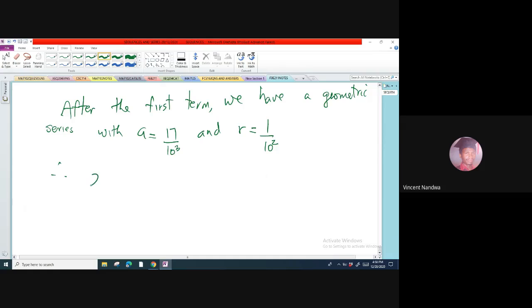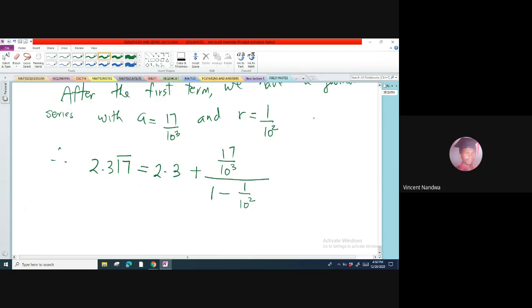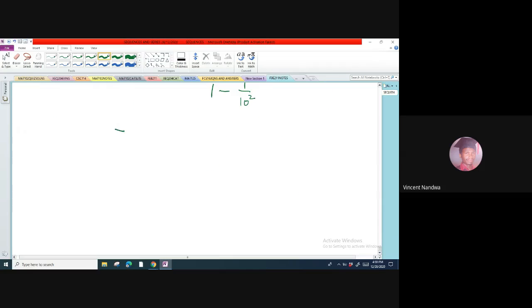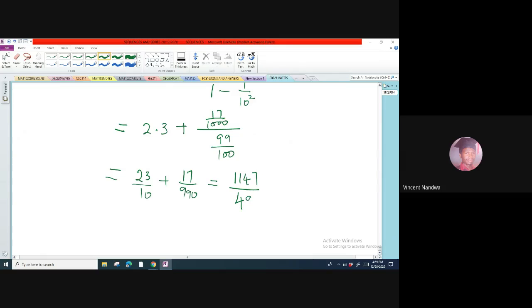So therefore, 2.317 recurring is the same as 2.3 plus 17 over 10 to the power 3 divided by 1 minus 1 over 10 squared. Remember the absolute value of r is less than 1, so that's why we are using this. So we have 2.3 plus 17 over 1000 divided by 99 over 100, which is 23 over 10 plus 17 over 990, which is 1147 over 495. That's what we have.